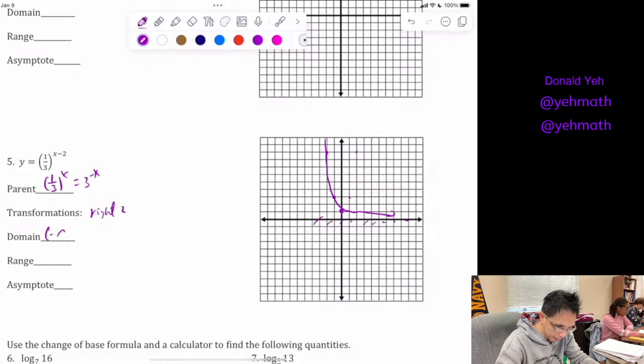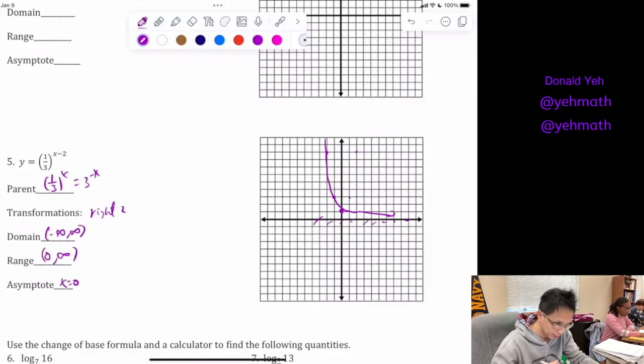Domain is going to be negative infinity to infinity. Range is going to be from 0 to infinity. Asymptote is at x equal to 0. No, y equal to 0, sorry.